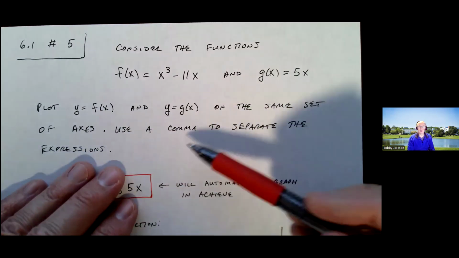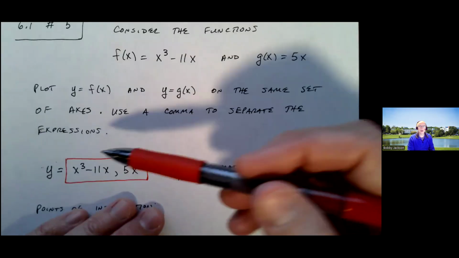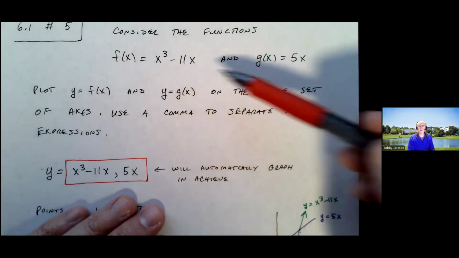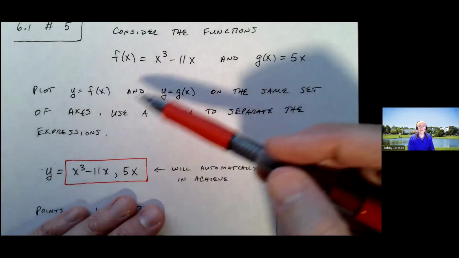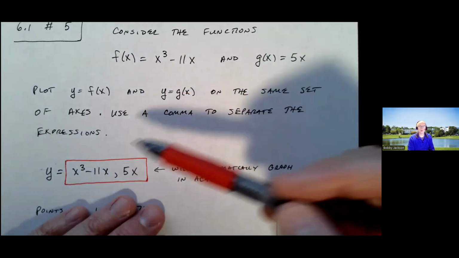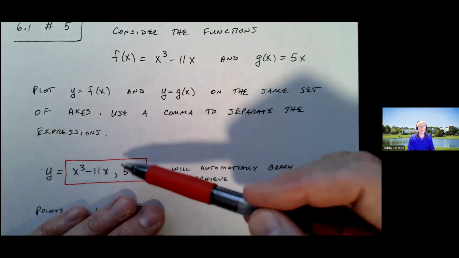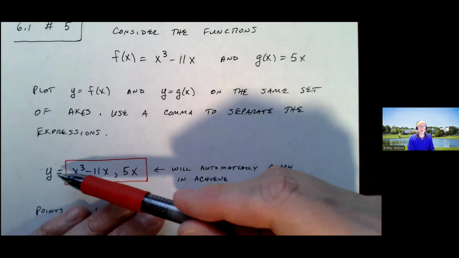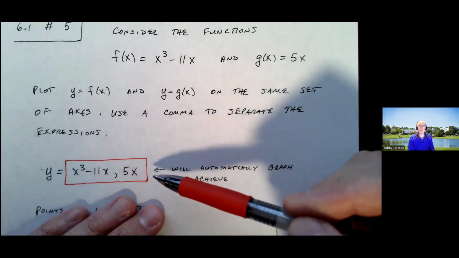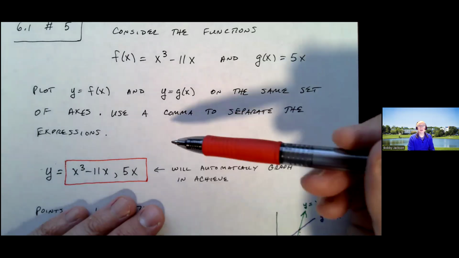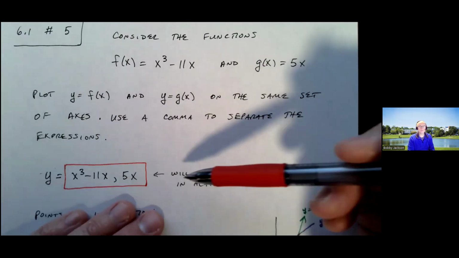So what are they talking about here? Well, they have a space for you to actually plug in the rule for the functions, right? y = f(x), y = g(x), and you just separate them by a comma. And so literally in that box, you're going to write x cubed minus 11x, comma 5x, right? And it's going to graph both of those functions automatically for you, or it should, okay? So that's how you graph them or plot them.